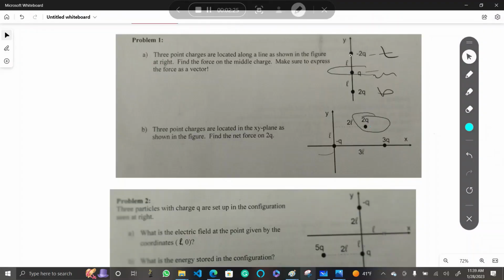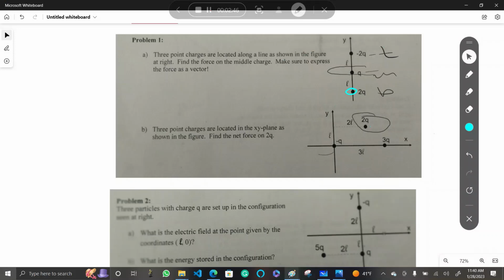Well, I have three charges. Minus 2q charge is on top, and the plus 2q charge at the bottom. Now I'm interested in finding the electric force at charge q because of these two charge configurations. So let's begin with that.